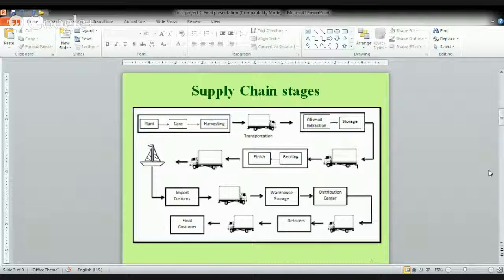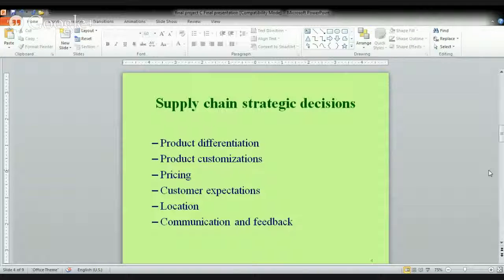Now, we've talked about the supply chain stages. Now, we're going to talk about the strategy decisions for the supply chain. Under the supply chain decision strategy, the main focus is going to include product design in relation to product differentiation, customization, life cycle, as well as packaging. It will include uncertainty concerning quantity, competition, and price. Last, it will include resources as they relate to locations such as the warehouses.